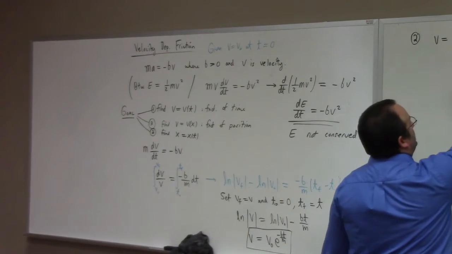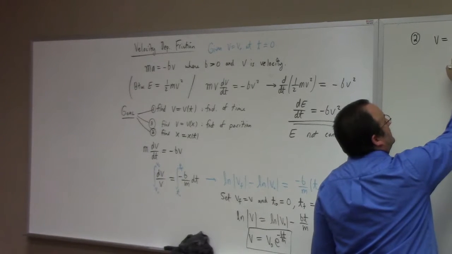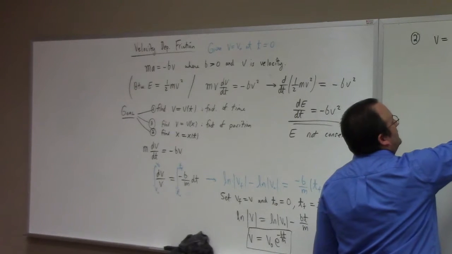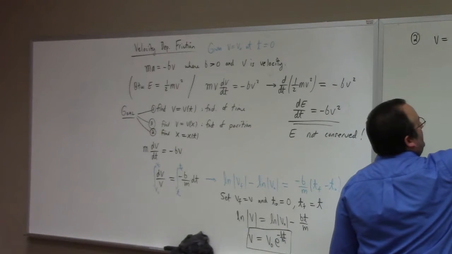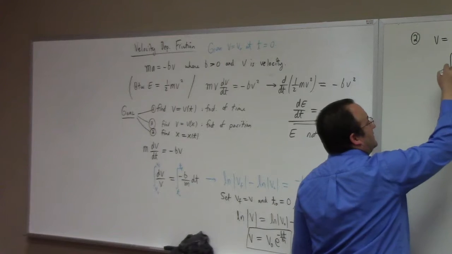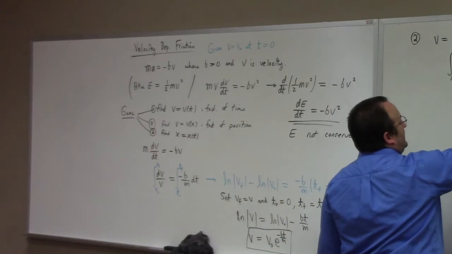I think we can, right? This one we just integrate both sides, right? We get dx is equal to v naught e to the minus bt over m dt. So if we integrate this from, say, x naught to xf, and then we integrate that from, say, t.